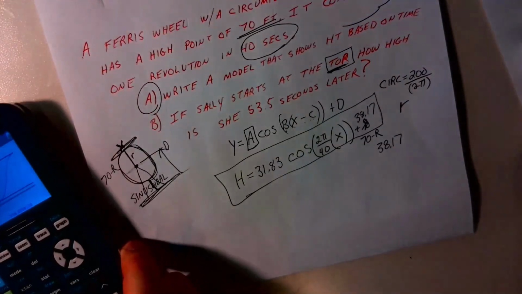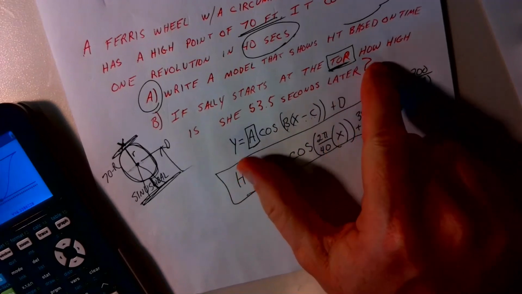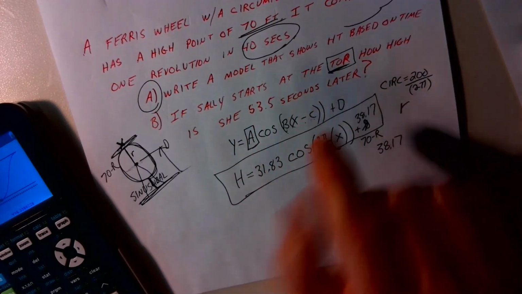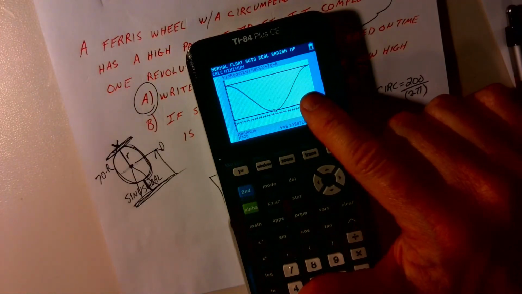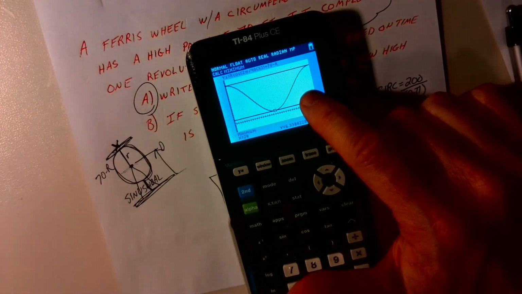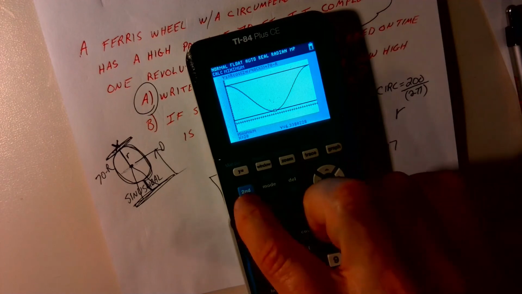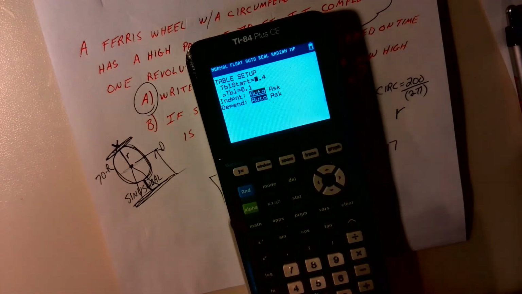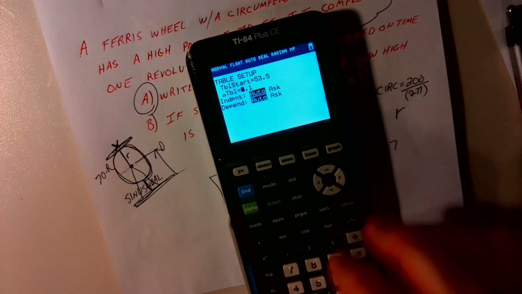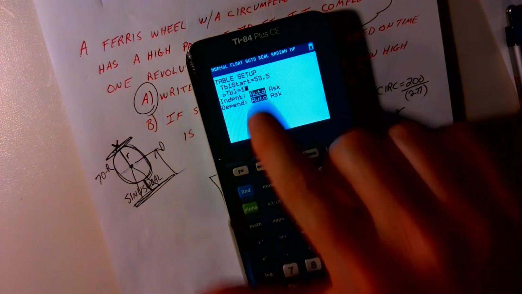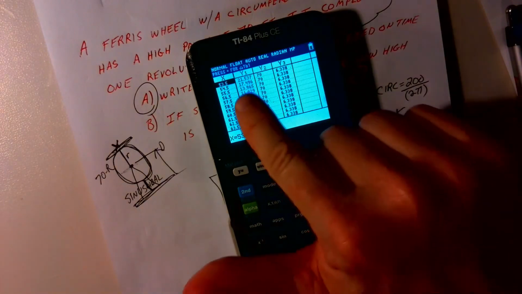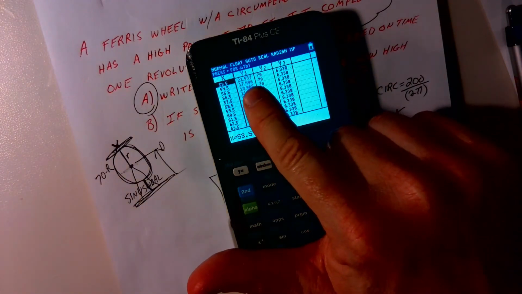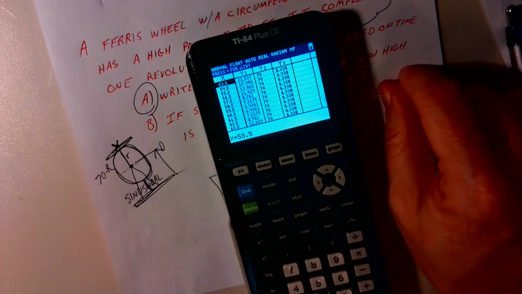Sweet. So it says if Sally starts at the top, how high is she 53.5 seconds later? So the first thing I'm going to ask is, is this a perfect model? And you're going to say yes. So if I want to know 53.5 seconds later, doesn't it make sense that I can just go to my table setup? I don't even have to see this on my window. 53.5 seconds later, I'll go up by 1 second, and you can see that her height would be 21.537 feet off the ground.